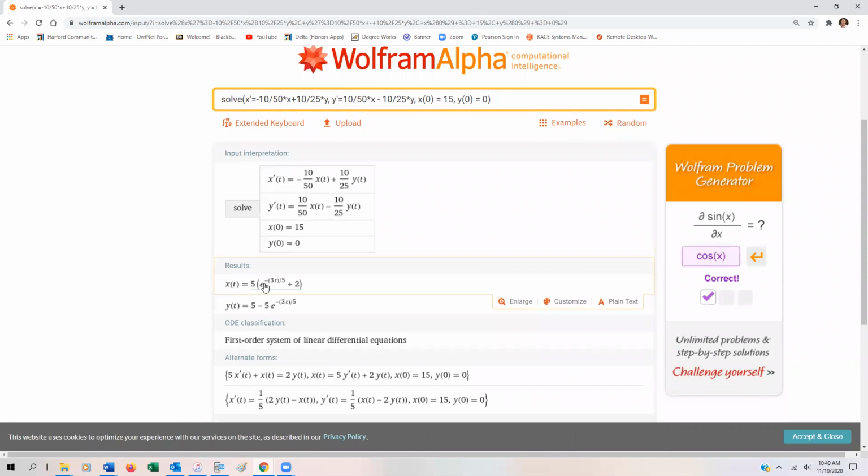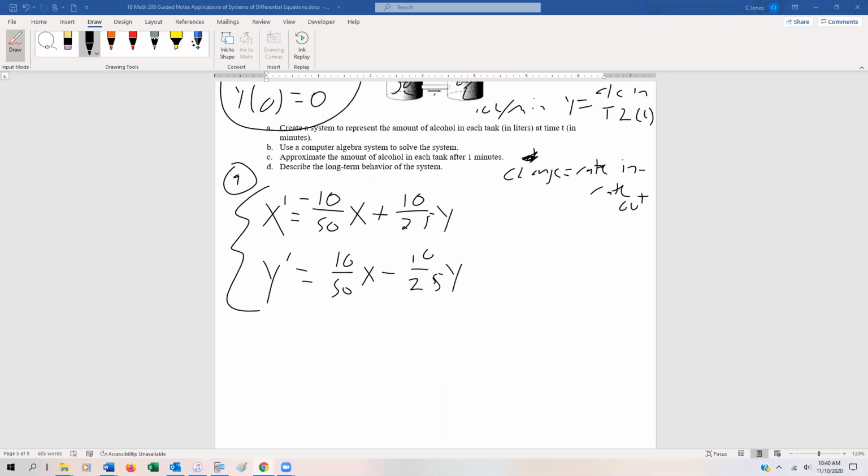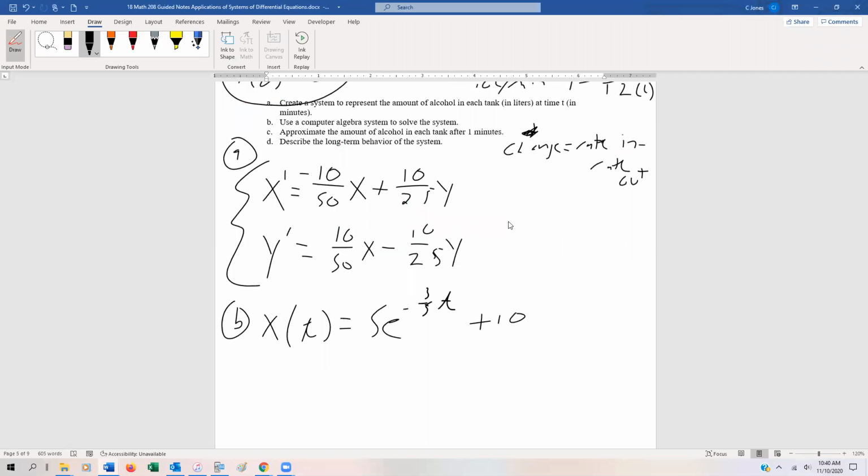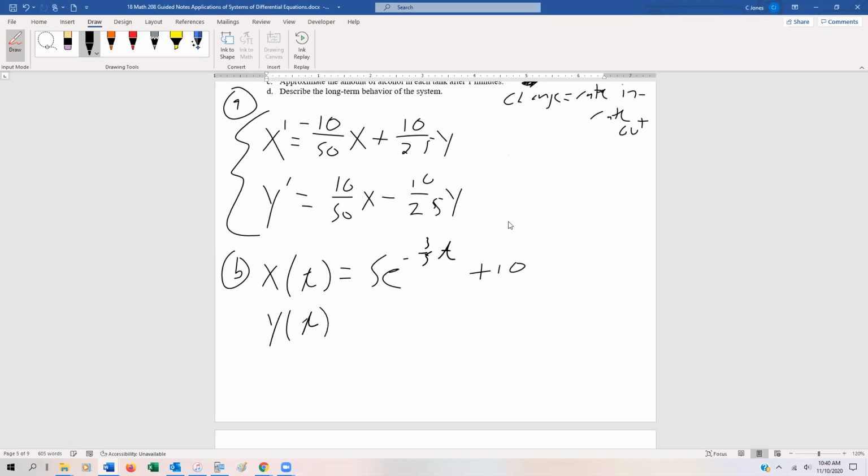And it gives us these two systems. All right, and I'm going to distribute the 5 through there. So what we're going to end up with for part B is that x at t is going to be equal to 5e to the minus 3/5 t plus 10, and y at t is going to be equal to 5 minus 5e to the minus 3/5 t.